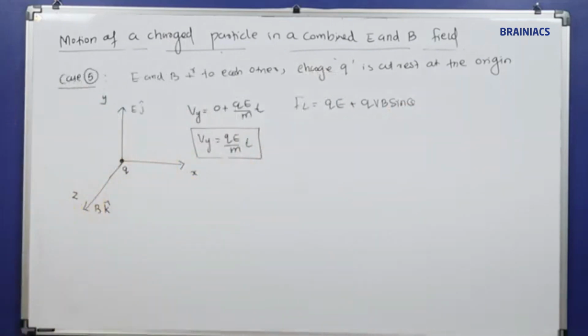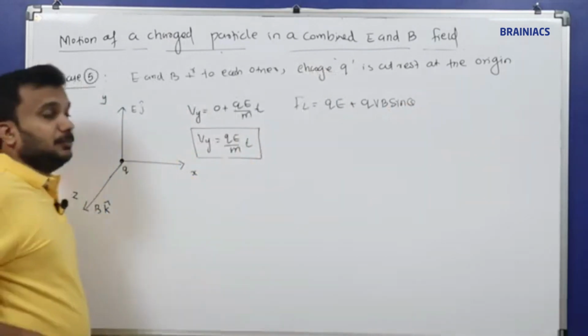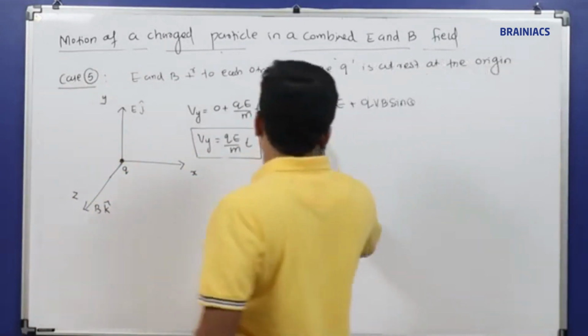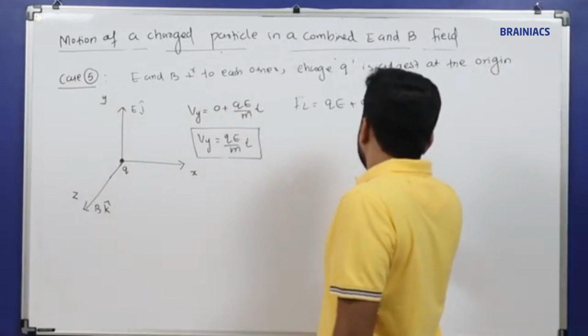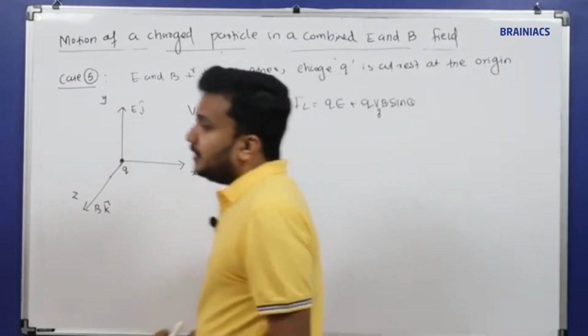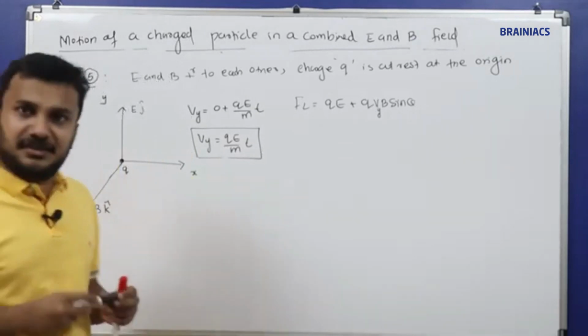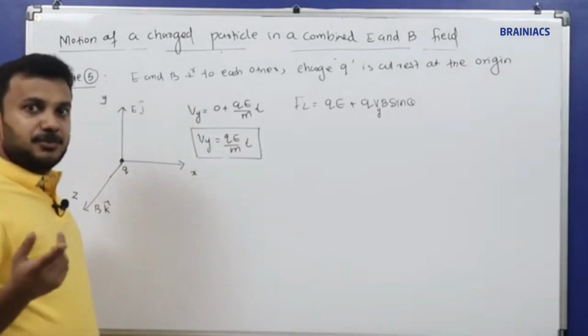So whenever it starts to move, a magnetic force will start to be experienced. Here I am giving the velocity as Vy, not the initial velocity, because once it has started, initially there is no magnetic force since it is at rest. So the magnetic force will be equal to 0.